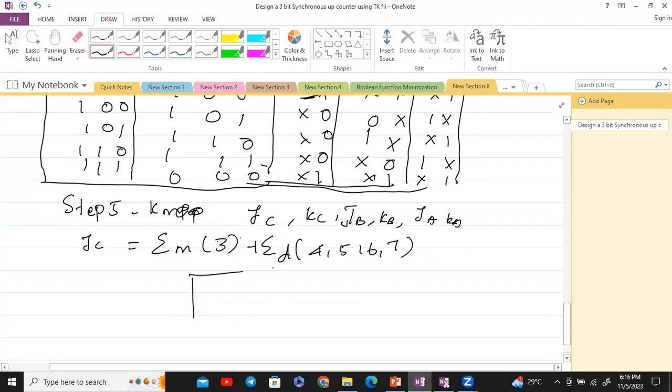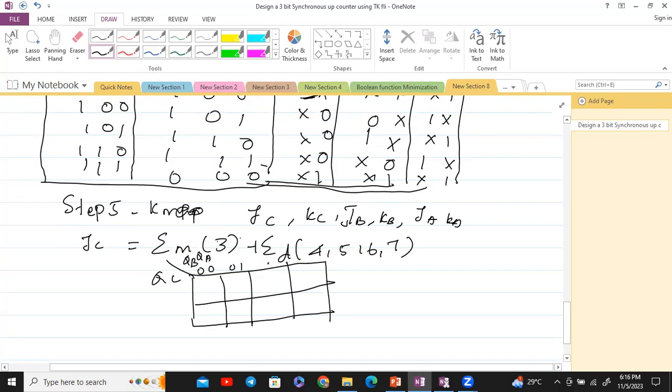Based on this, formulate the K map. You have to write in the order which is represented in the present state. So QC, QB, QA, 0 0, 0 1, 1 1, 1 0, 0 1. So 3 is 1, and 4, 5, 6, 7 are the don't care terms. Remaining all are 0. Only one grouping is possible because you have only one 1. So what is the value corresponding to JC? It is nothing but QB QA.